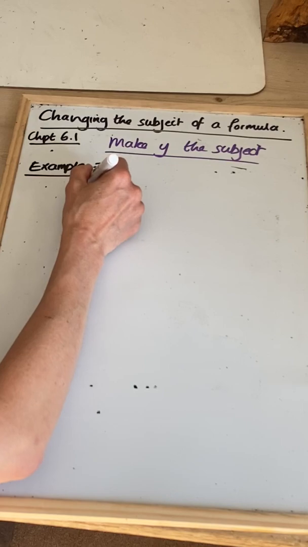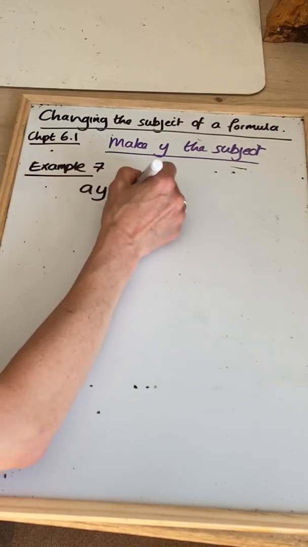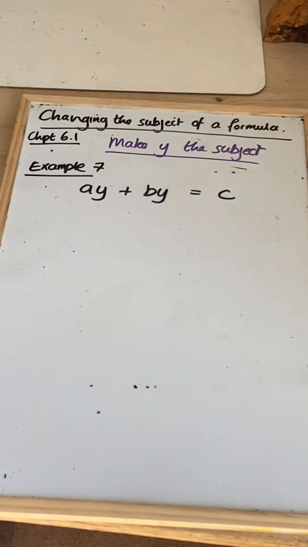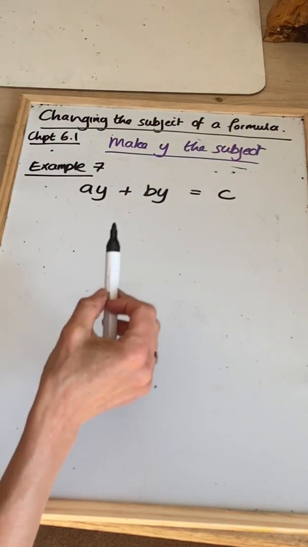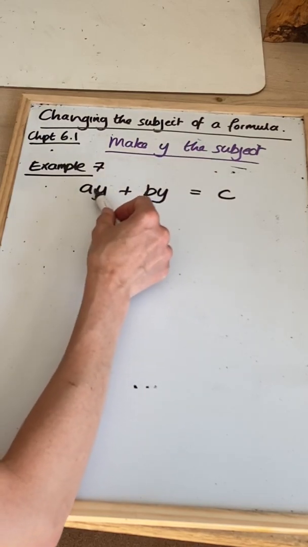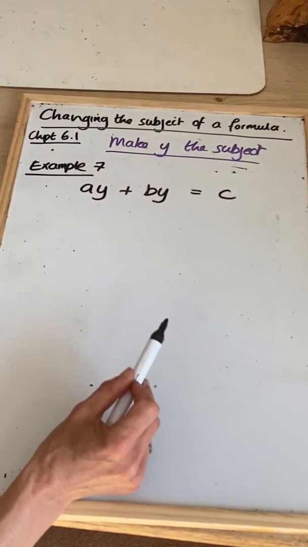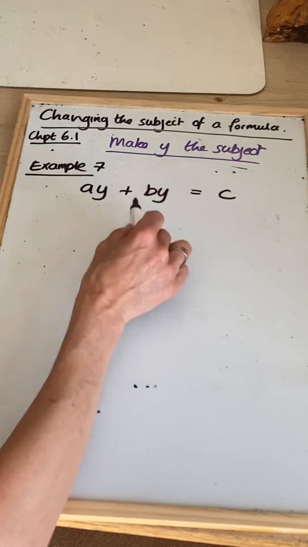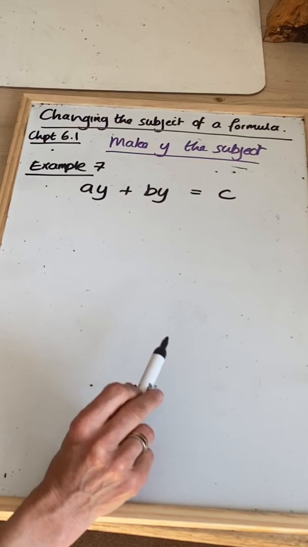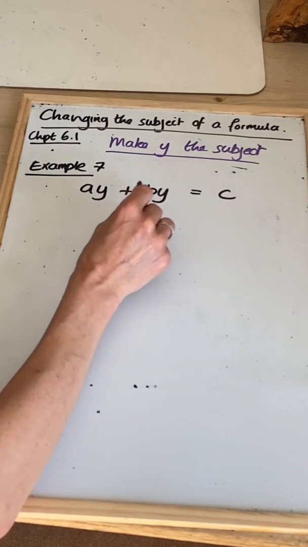And here I've got ay plus by equals c. Now, what makes this different is that the thing that we want to make the subject, the y, appears in more than one place in our formula. That's going to make it harder to change the subject because we want to get it just so that y is on its own equal to something. So we go back to a skill that we learned this year. We go back to the skill of factorising.